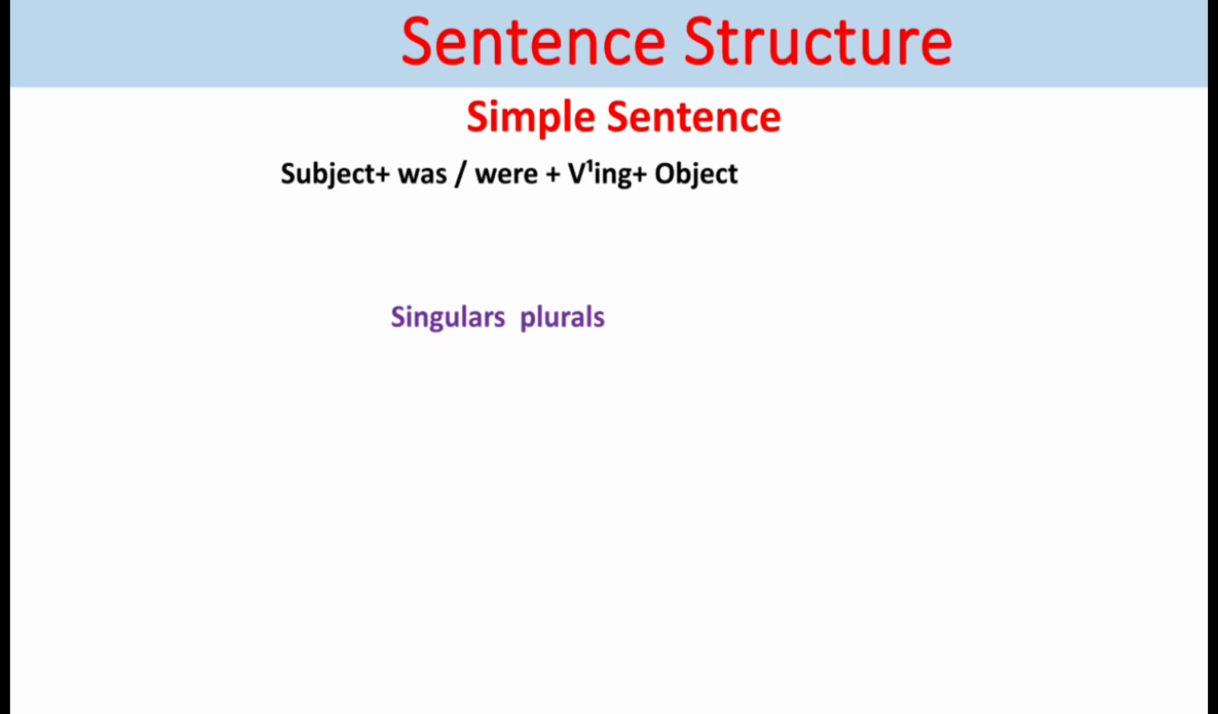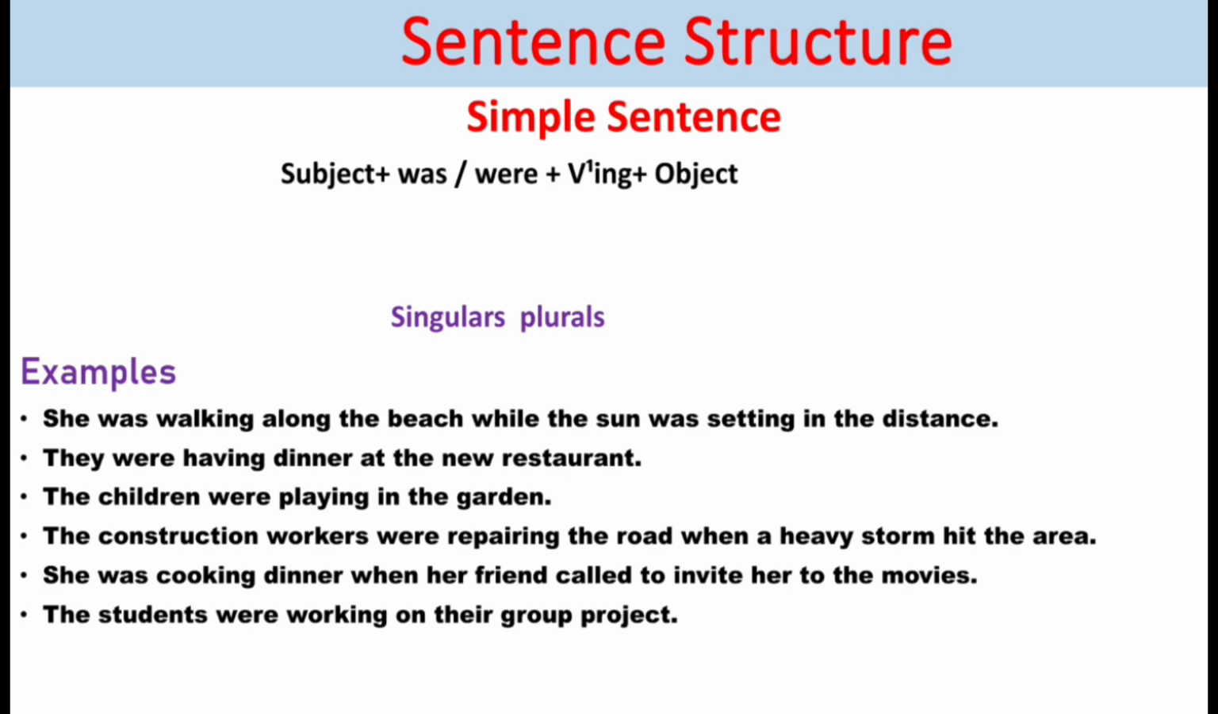The examples are: she was walking along the beach while the sun was setting in the distance. They were having dinner at the new restaurant. The children were playing in the garden. The construction workers were repairing the road when a heavy storm hit the area. She was cooking dinner when her friend called to invite her to movies. The students were working on their group project.